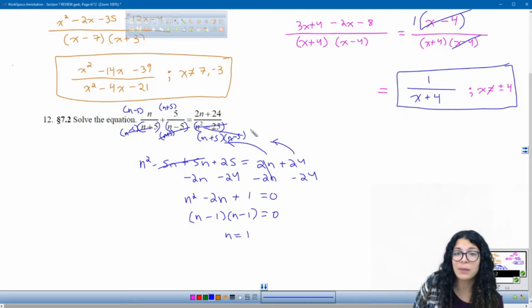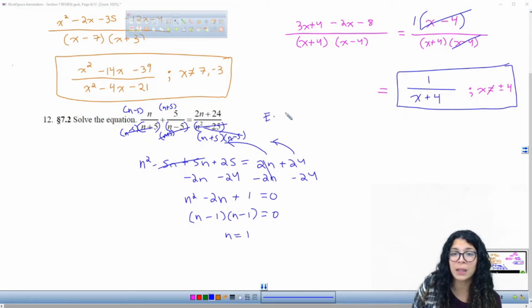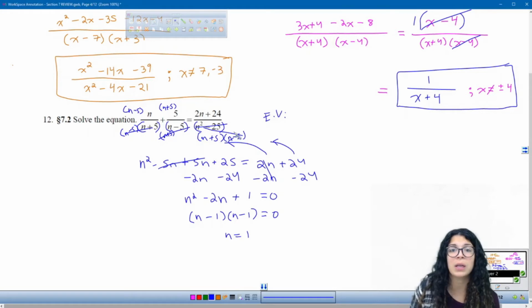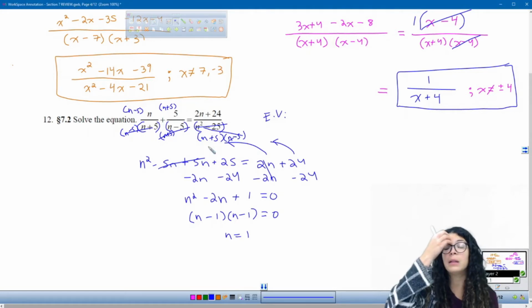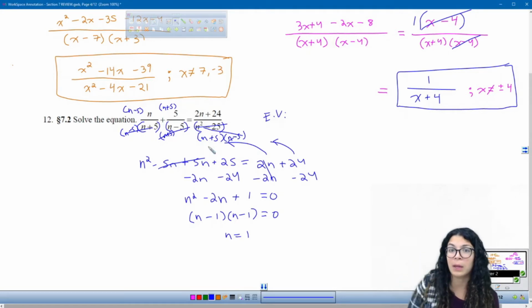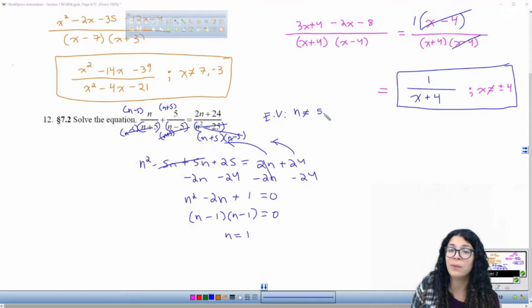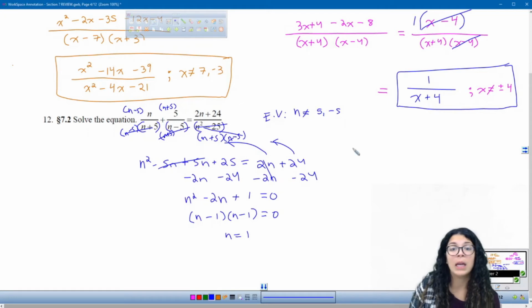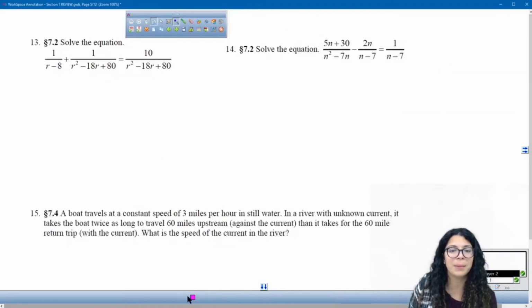Now remember, you always have to check your excluded values. The excluded values are the values that make the denominator 0, because the denominator cannot equal 0. So n cannot be either 5 or negative 5. Now, if we check our answer, 1 is not one of those excluded values, so 1 is a valid solution. All right. Let's move on to number 13.